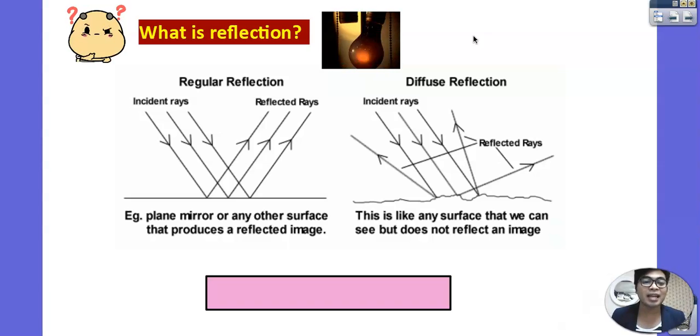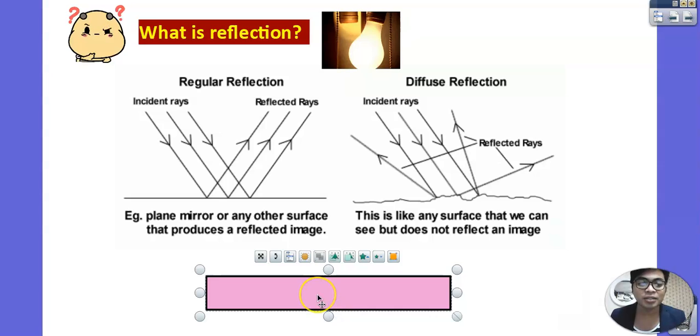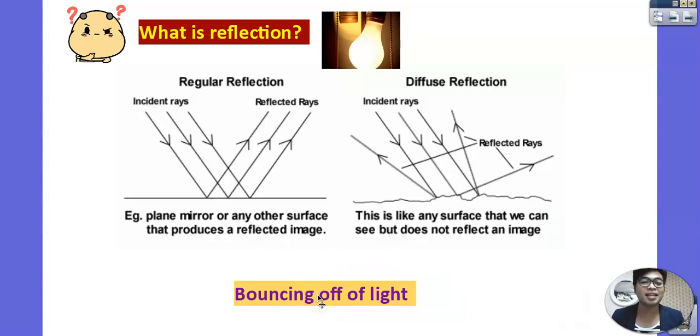So in a rough object right over there, try to look at the reflected rays. They tend to be scattered. So in any way, these two, regular reflection and diffuse reflection, are just both reflections. So what is a reflection? Simply, reflection is just a bouncing off of light, and that's what we call reflection.